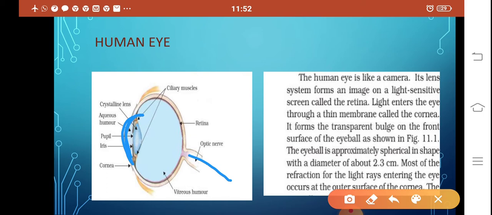The size of the eyeball is approximately 2.3 centimeters, and most of the refraction for the light rays entering the eye occurs at the outer surface of the cornea. That means the rays enter from the outer surface of the cornea and it focuses them, incident over the surface of the lens.